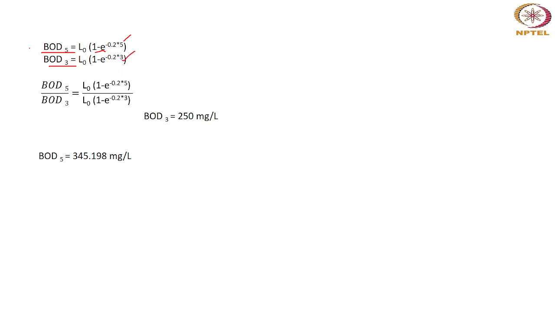So if you just divide these two, equation number 1 and equation number 2, we'll get BOD5 divided by BOD3, something like that. Very easy, right? Nothing complicated. Just cancel it out and put in the BOD3 value, 250 mg per liter, which was given in the question. If you just calculate this, you will find the BOD5 as 345.198 mg per liter. So I hope this is clear for everyone, right?